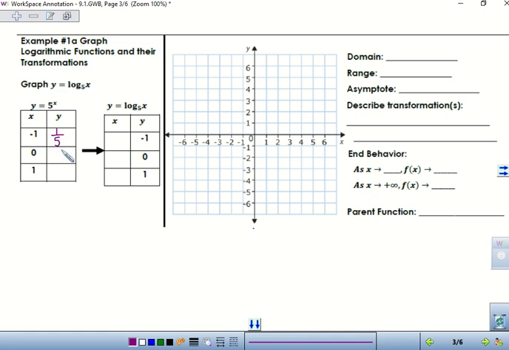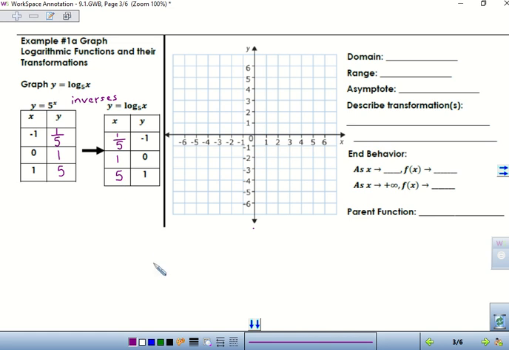5 to the 0 power is 1. What's 5 to the first power? Good. Now, we know that these two functions are inverses of each other. Okay, if you want to write that, they are inverses of each other. So inverses have the property that you can flip the table to find the graph of the other.